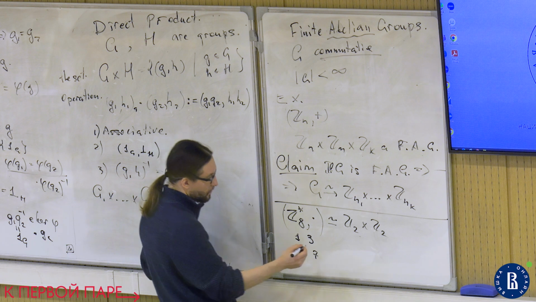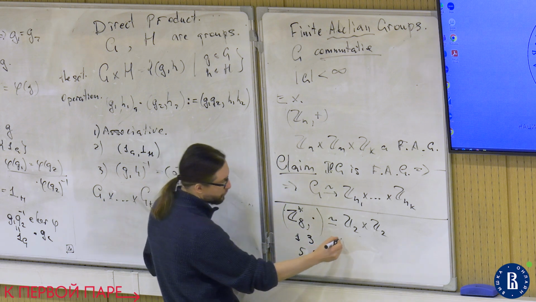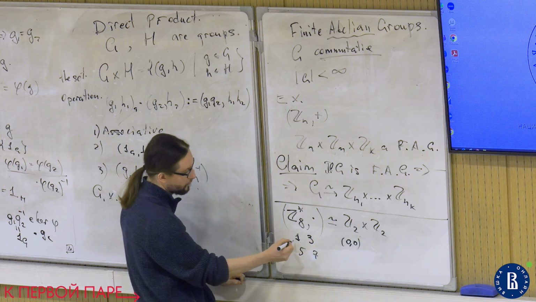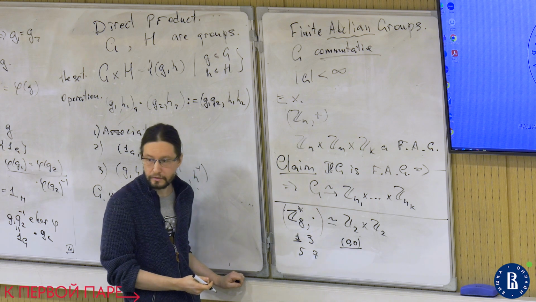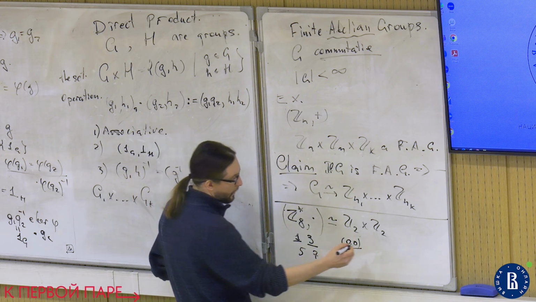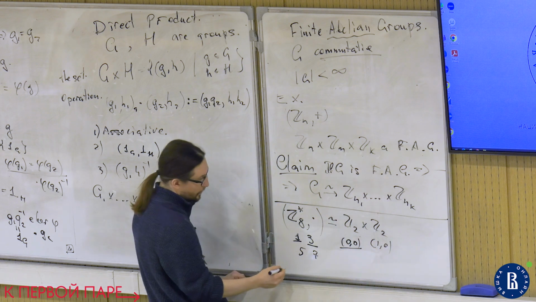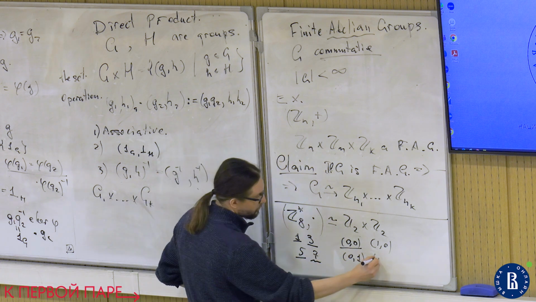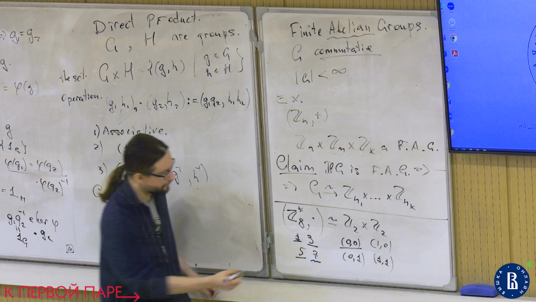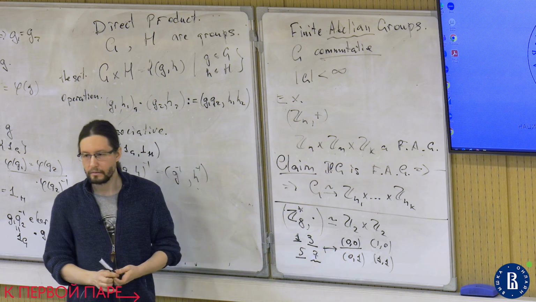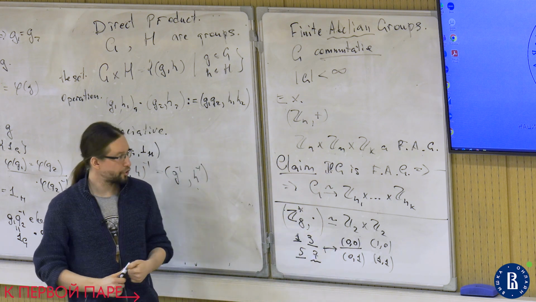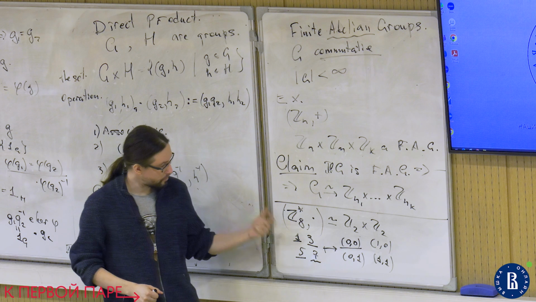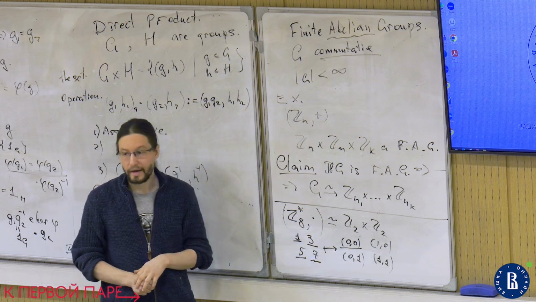And you may check that 1 is the neutral element here. The pair 0, 0 is the neutral element here. So 1 must go to the pair 0, 0. Then you can take the element 3 to the pair 1, 0, and the element 5 to the pair 0, 1. Then the element 7 must go to the pair 1, 1. So if we define a map like this, well, a straightforward computation shows you that this map respects both operations. So this is an isomorphism.